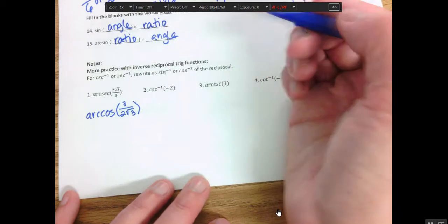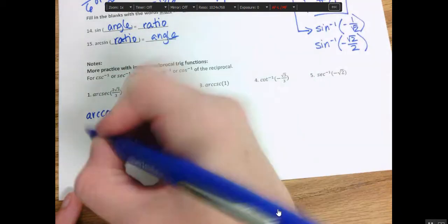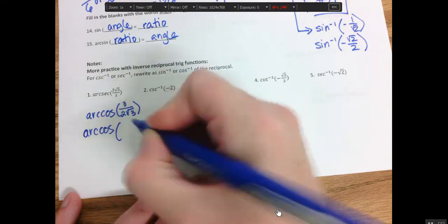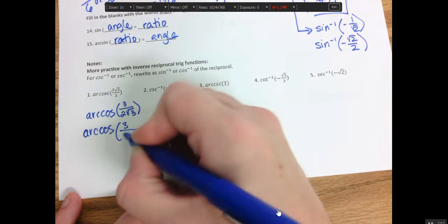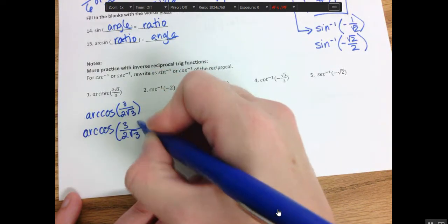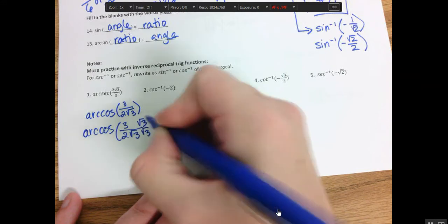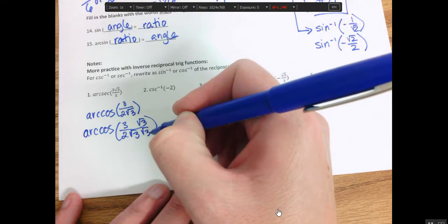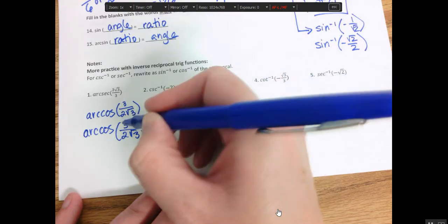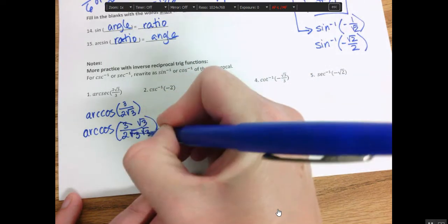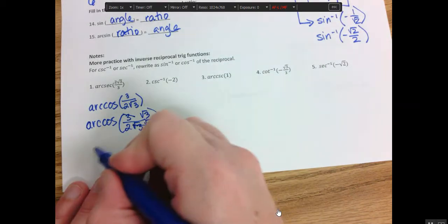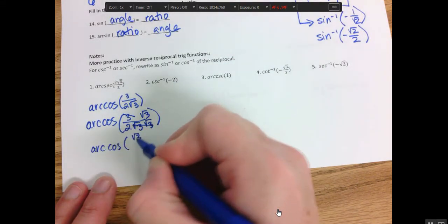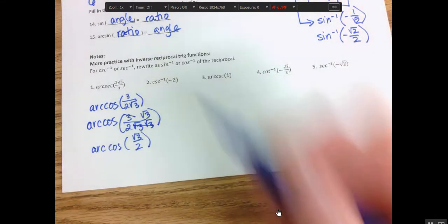And I have to rationalize it, so I have to multiply it by root 3 over root 3. So I have arc cosine times root 3 over root 3. So what is root 3 times root 3 going to give you? That's going to give you 3, which cancels with this 3. So this cancels, and now I'm just doing arc cosine root 3 over 2.